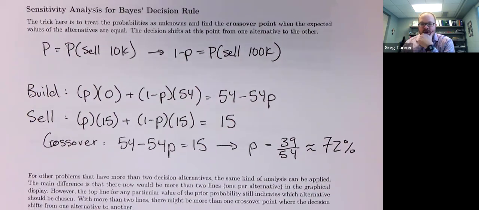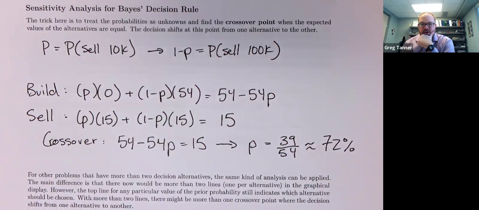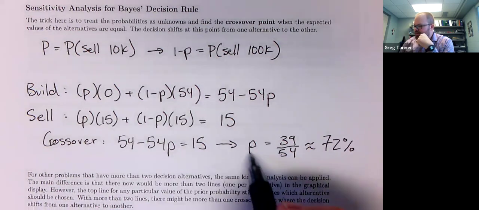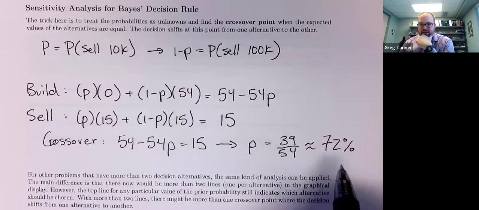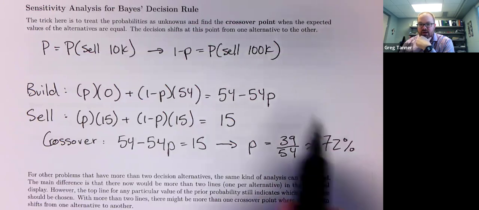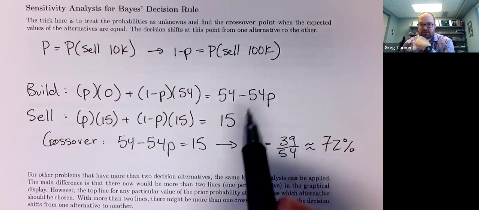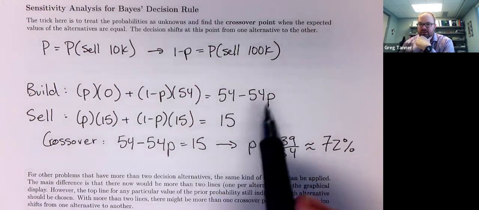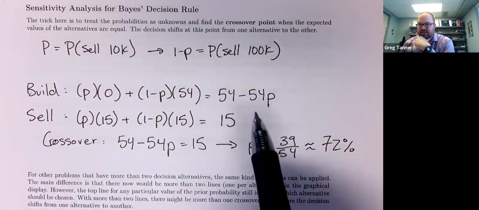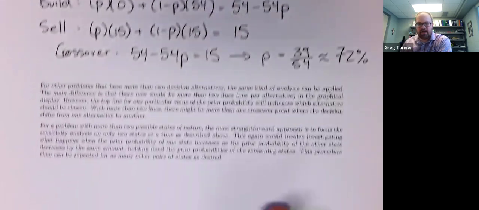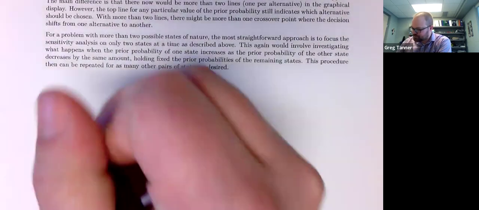Okay, and so at a prior probability of 72% chance, the two payoffs are equal to each other, and this expected value is equal to this expected value, so the build expected value drops down to 15. Let's actually graph this out as a function of P.